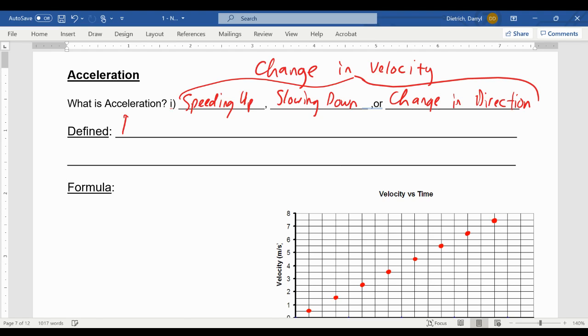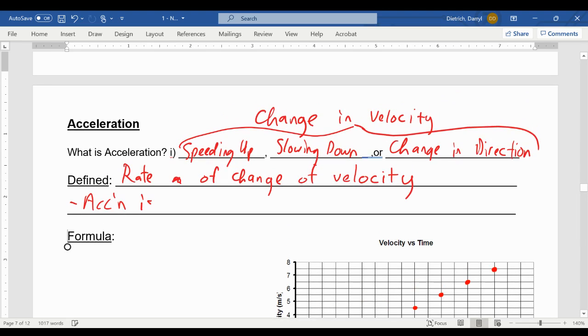So defined with words, we define acceleration as the rate of change of velocity. We've experienced rate before. When we talk about rate of change of position, we talk about velocity, or rate of change of distance, we talk about speed. Rate of change just means the change in velocity divided by time. Acceleration, which from now on I'm just going to write as ACC'N, is a vector, which is important because it does have direction.